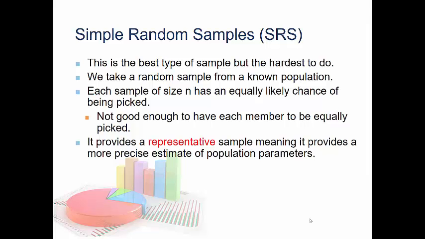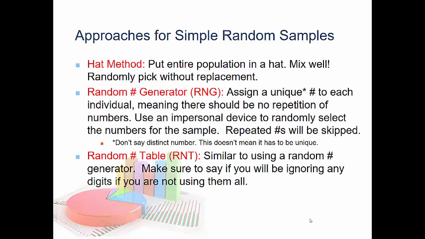And it does provide a representative sample, meaning, when done well, it provides a more precise estimate of population parameters. So this is what we prefer to do. One of the easiest ways is the hat method. You put the entire population in a hat. Mix well. Don't leave that out. Tell them that you're going to mix it, and then randomly pick without replacement. So if you pick Janie as one of your people, you don't put her name back in the hat.